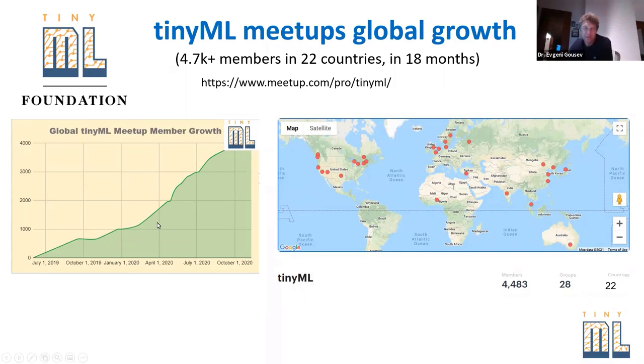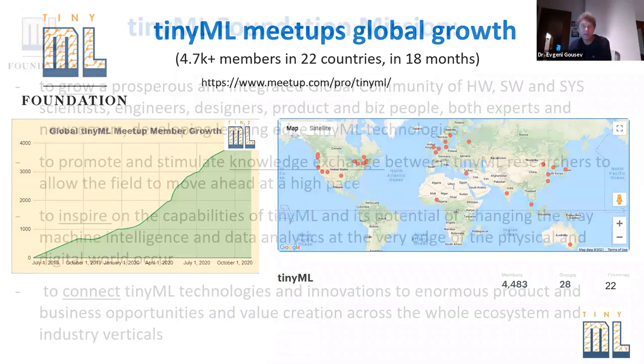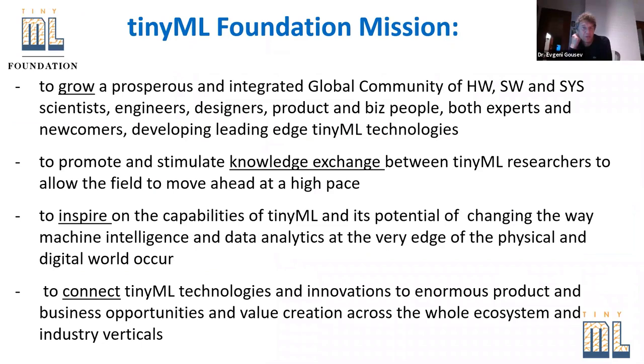And the growth on the left here, you see, in a little bit over a year, we are close to 5,000. By the summit in a week, it'll be close to 5,000 people in 22 countries. It's really amazing to see this explosive growth. And we formed the foundation, as I said earlier, a nonprofit organization with the mission to grow this ecosystem, global community, to promote knowledge exchange between all the players there, to inspire on the capabilities of TinyML and its potential to change the way that machine intelligence can work.